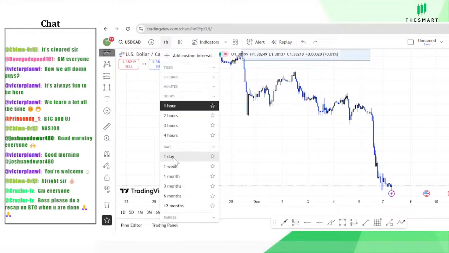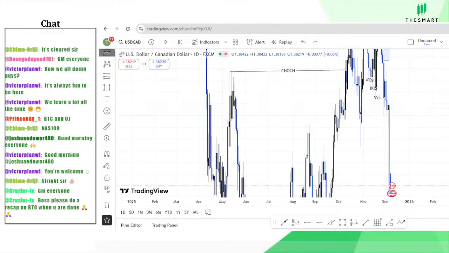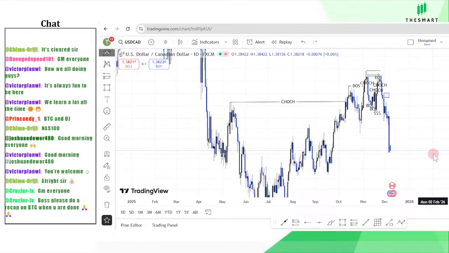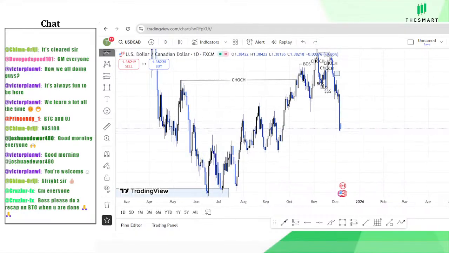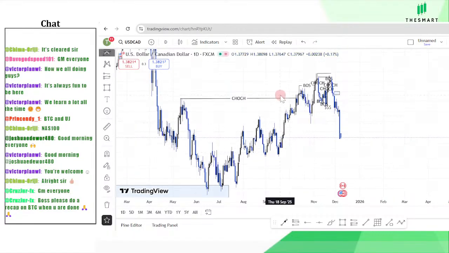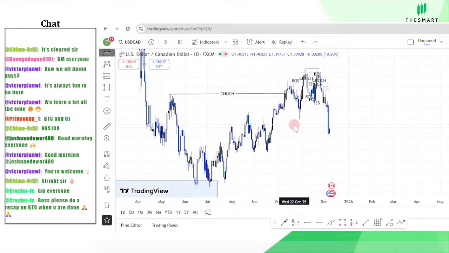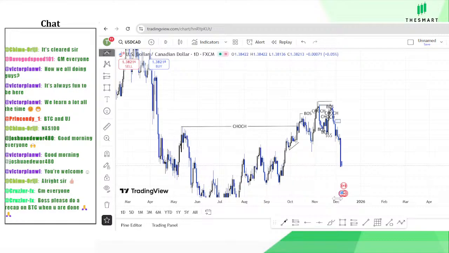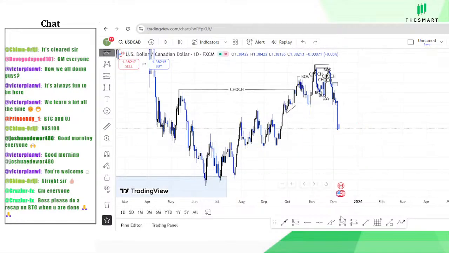So if we go to the daily, because I think that's where the price is trying to head to. On the daily, we had this change of character, and this was the other block we were trying to see if price can hold on to, because this price actually swept liquidity at this point below these lows, but price failed. So what are we to do at this point?